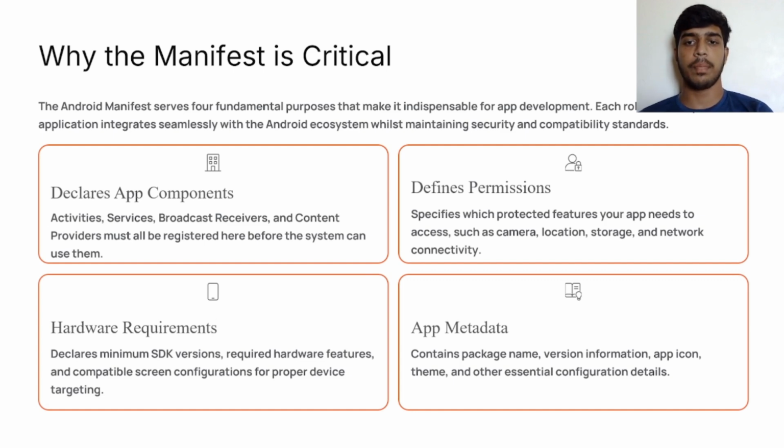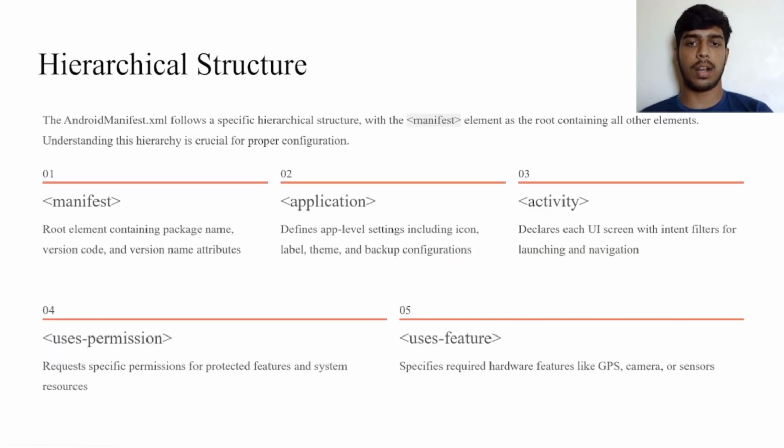This ensures system security. Now, what is the structure of the Android manifest file? It is hierarchical, like a tree-based structure. At the top, the root tag is the manifest tag, which is the root of the tree. Inside it, you have the application tag, which defines global app settings. Then you have the activity, uses-permission, and uses-feature tags. Think of it like a tree: the manifest tag is the trunk and the other tags are branches. Each one has a specific job. If you miss a branch or put it in the wrong place, Android will throw an error or fail to build the app, so the app will stop working.